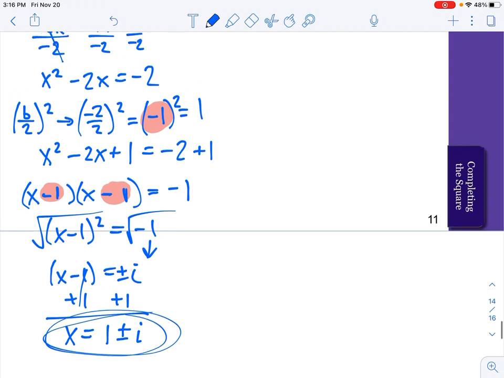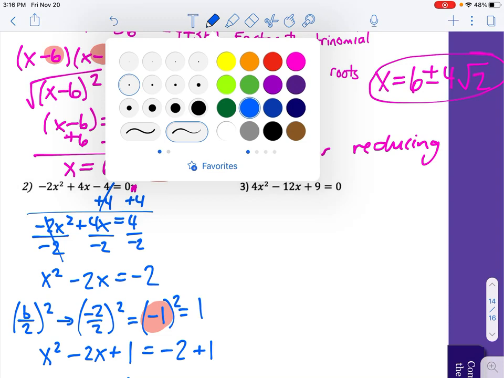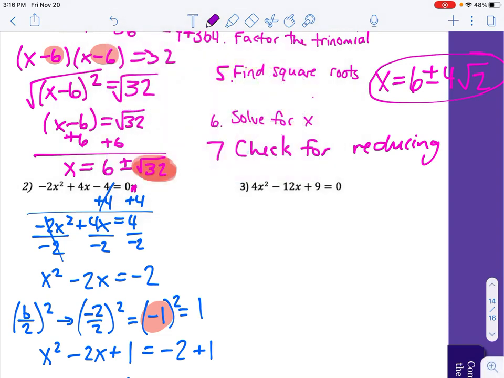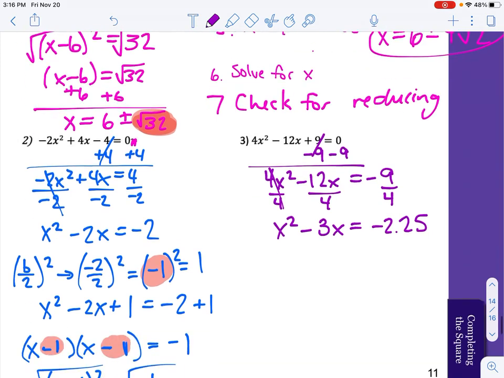If you need to, you can pause between each step, try to write them down, follow along. We will also do this last one. Same thing, once again, you want to get the c term on the side by itself, so I'm going to subtract 9 on both sides. We need to then divide by 4. Notice we will get decimals. That is okay. They're just a little more difficult to work with. No big deal though. So we get x squared minus 3x equals negative 2.25.